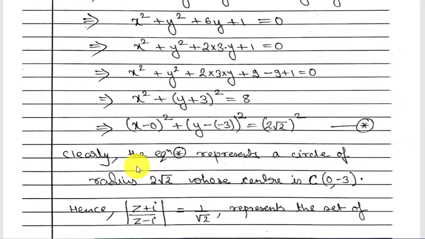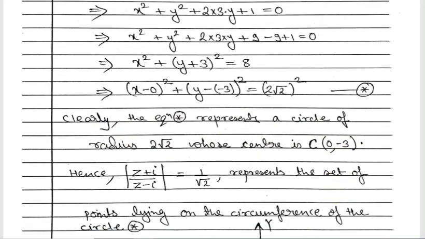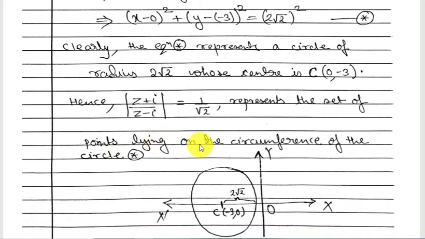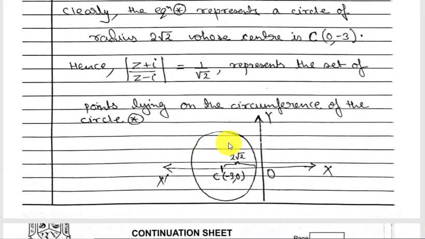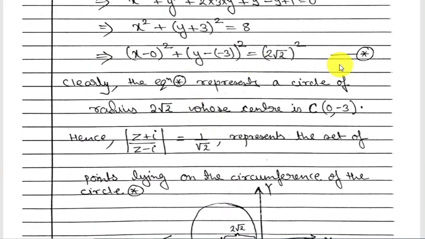So clearly the equation star represents a circle of radius 2 root 2 whose center is 0 comma minus 3. Okay, so at the end what we got is a circle.